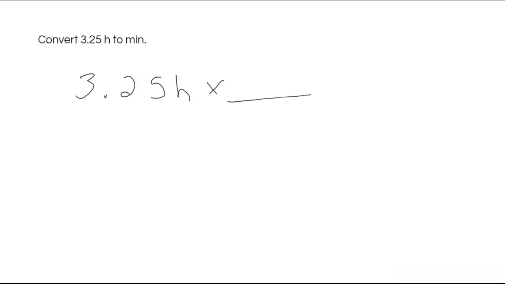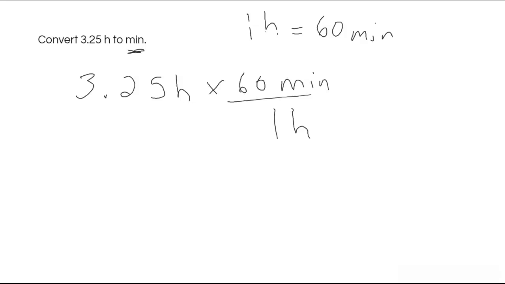Where do the hours need to go? Oh, they need to go on the bottom. What unit am I looking for? I'm looking for minutes, so my minutes need to go on top. So what is the relationship between minutes and hours? Well, I know for every 1 hour, there are 60 minutes. So I'm just going to put that in, right? 60 minutes is equal to 1 hour. And so that I can easily see that my hours cancel. I'm left with units of minutes. And then when I work the math out on this, I will get my answer, and my answer will be in minutes. Okay, next question.